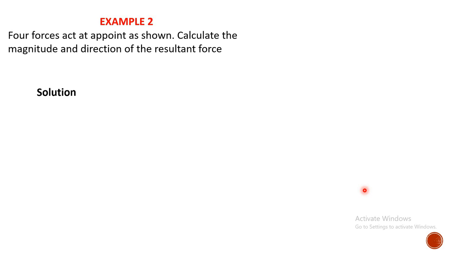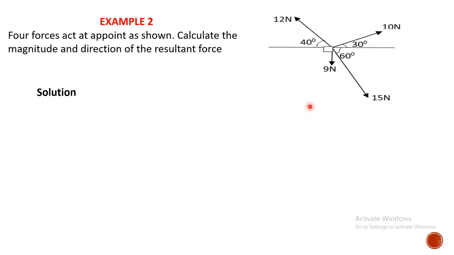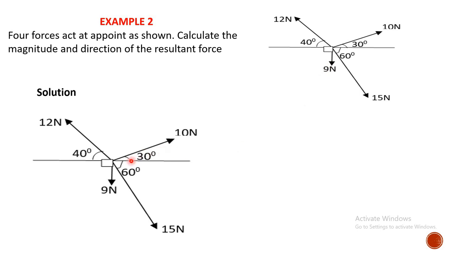Okay, let's look at the second question. 4 forces act at a point as shown. Calculate the magnitude and direction of the resultant force. So the angle for each force has been given. For 10 Newton, it is 30 degrees. For 12 Newton, it is 40 degrees.